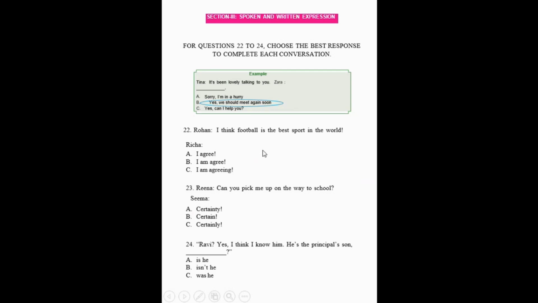So coming to question number 22. Rohan says, I think football is the best sport in the world. Richa says, I agree. Not "I am agree" or "I am agreeing". It would be "I agree".